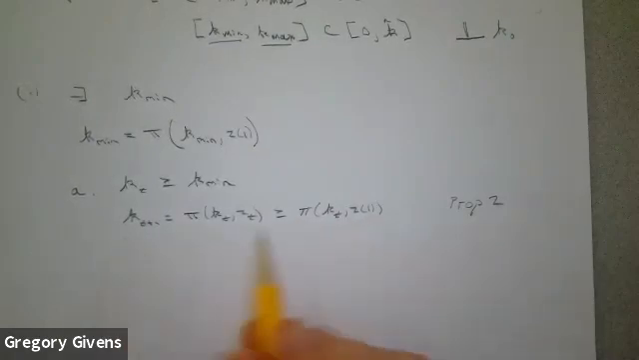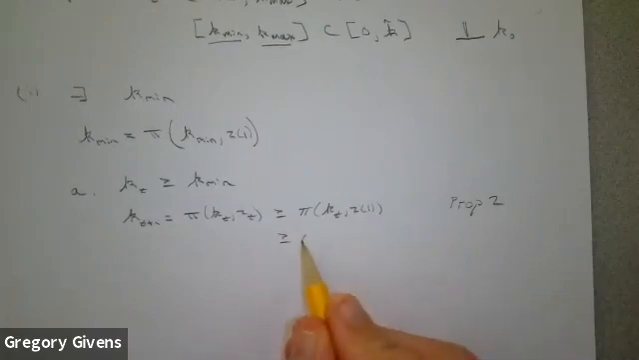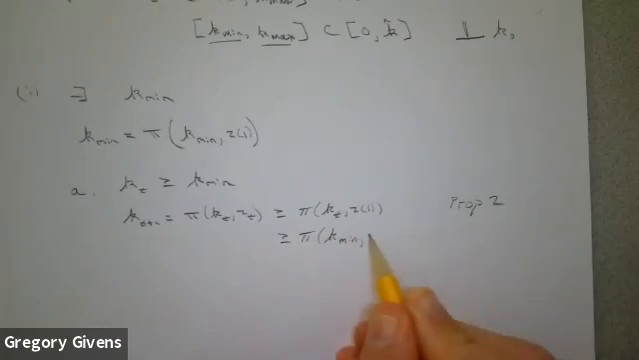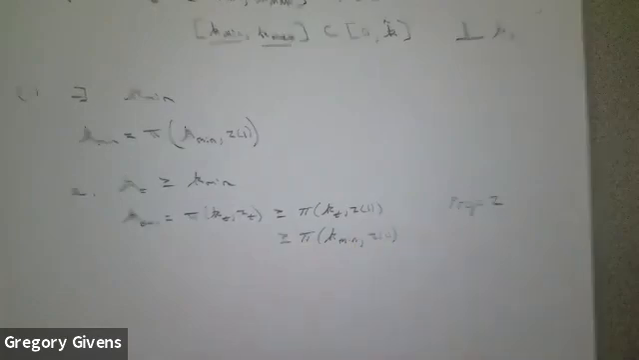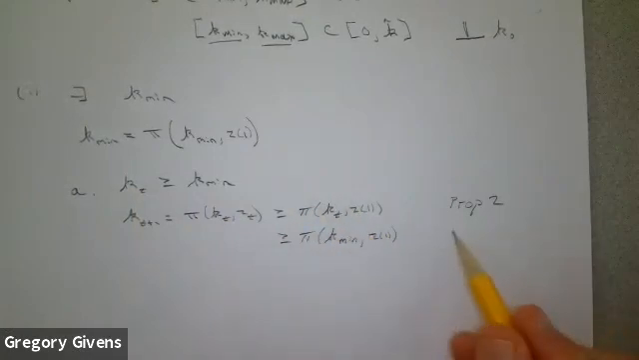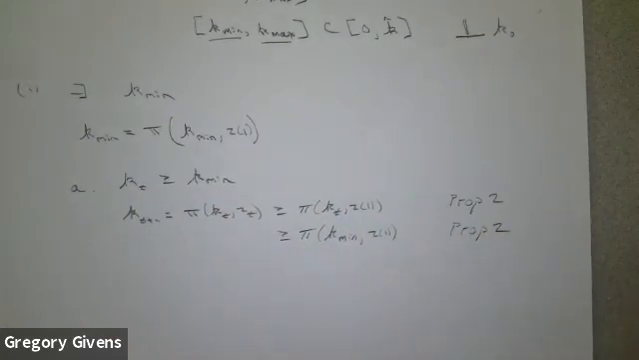Well, that means that KT plus 1 has to be bigger than or equal to pi of K min Z1, right? If KT is bigger than K min, then this term has to be bigger than this term. Again, that's by prop 2. The policy function is strictly increasing in the capital stock. Well, what is pi of K min Z1 equal to? That's just equal to K min.